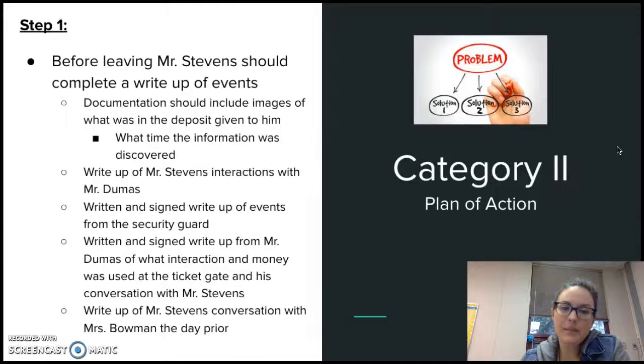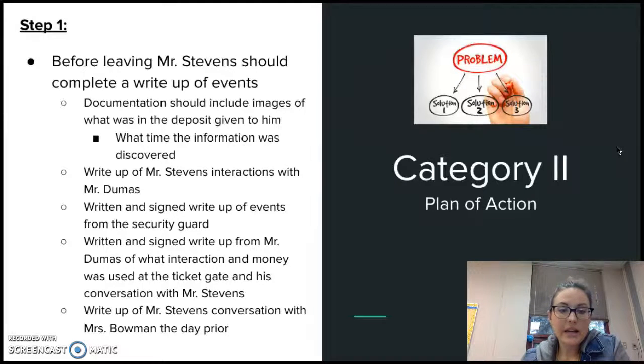So, plan of action. Step 1, before leaving, Mr. Stevens should create a list of documentation. That should include him doing a complete write-up of the events of that night. He should include an image of what was given to him at the end of the night, and that should also be written up by the security guard that was with him. They should both have a write-up and documentation and pictures of what was seen so that they have two stories that go together. Mr. Stevens should also write up his interaction with Mr. Dumas, who was the one that spent the $50 bill at the ticket gate.